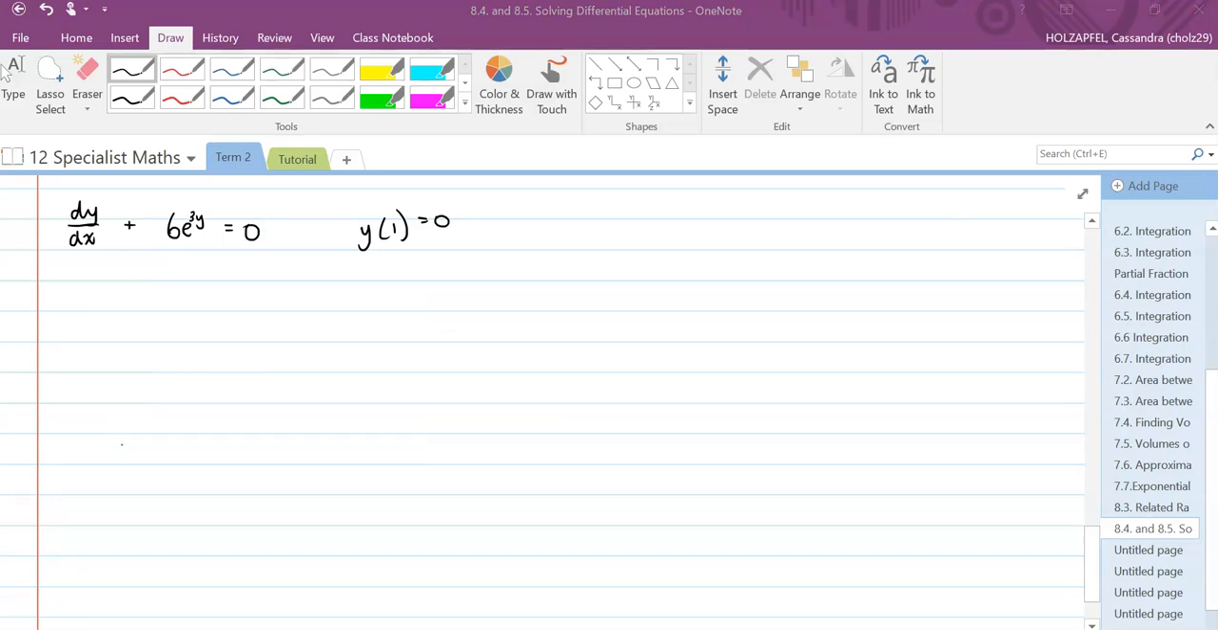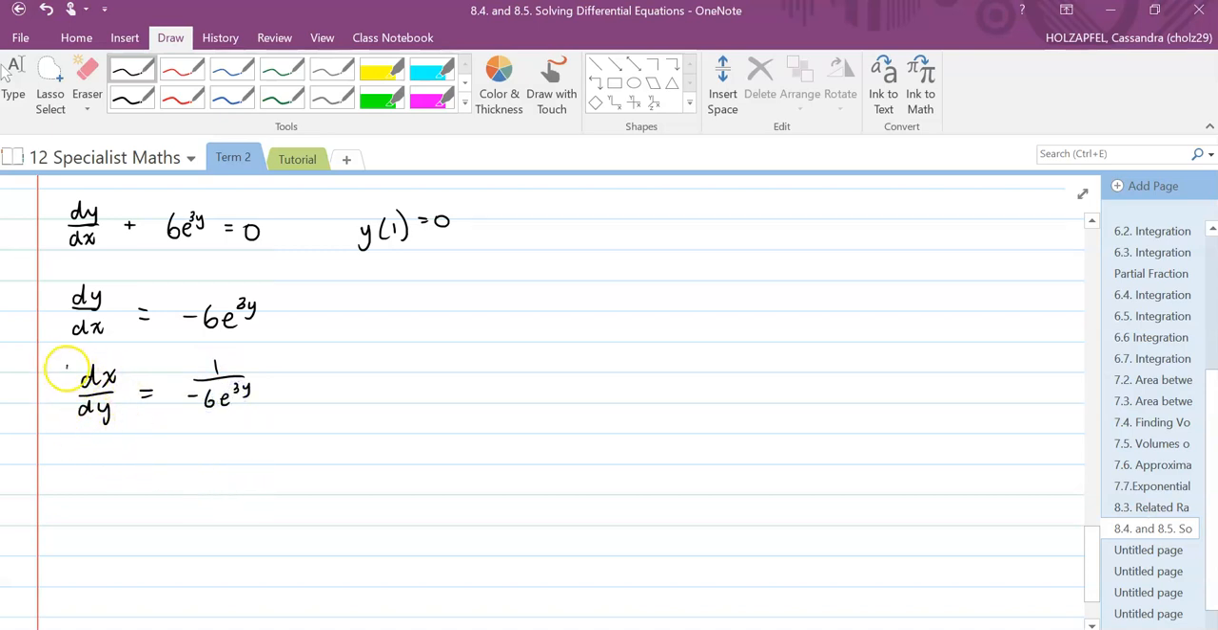So dy over dx plus 6e to the 3y is equal to 0. And we have this additional piece of information: when x is equal to 1, the value of the function y is equal to 0. So the first thing I'm going to do is rearrange my equation so that I have dy over dx is equal to negative 6e to the power of 3y. Now, because I want to integrate this with respect to y and not with respect to x, I'm going to flip the function so that I have 1 over negative 6e to the 3y.